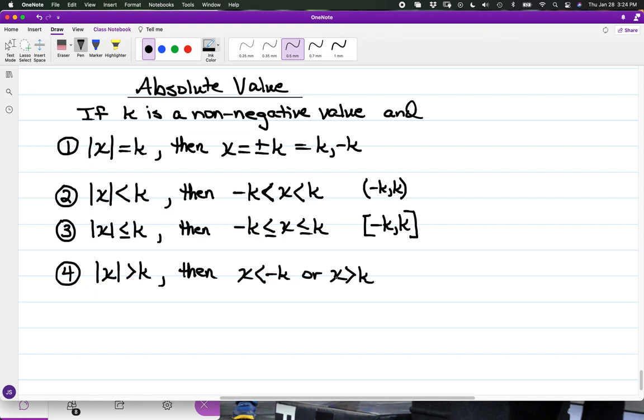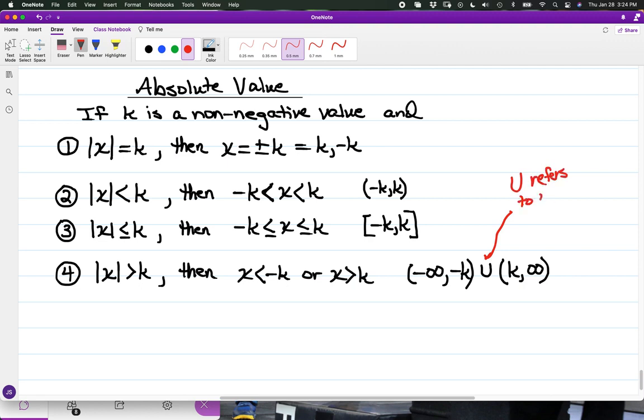And how would this look in terms of interval notation? For less than negative k, you would have from negative infinity to negative k. And at the other end of the spectrum, you have going past k on out to infinity. And this particular symbol here is going to refer to a union of sets or elements or intervals.